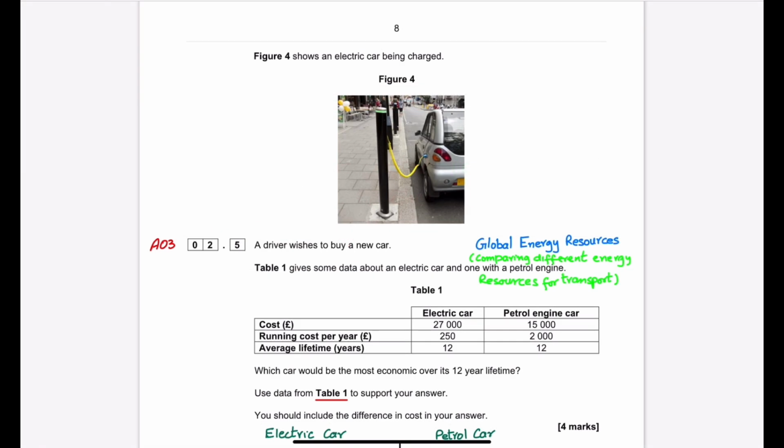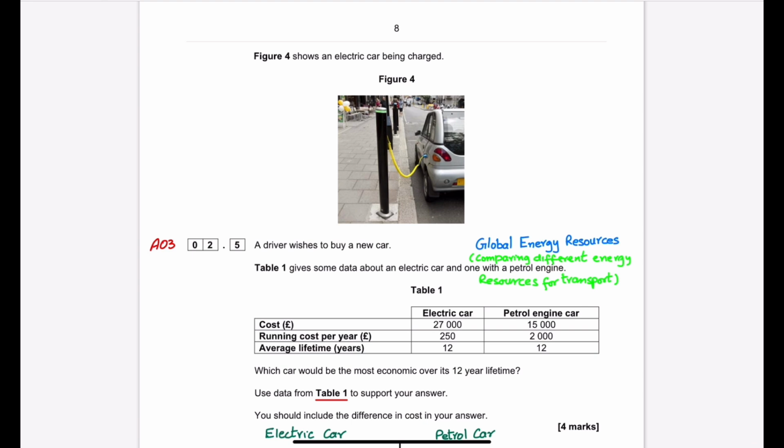2.5 is an AO3 question. A driver wishes to buy a new car, and this question is from the topic of global energy resources. Table number 1 gives some data about an electric car and a petrol car. You can see from table number 1 the electric car information, and the prices, average lifetime, and the cost are given. Along with that, the petrol engine car is also given here. Which car would be the most economic over its 12 years lifetime? Use the data from table number 1 to support your answer. You should include the difference in the cost in your answer.